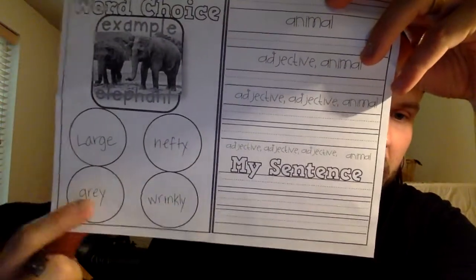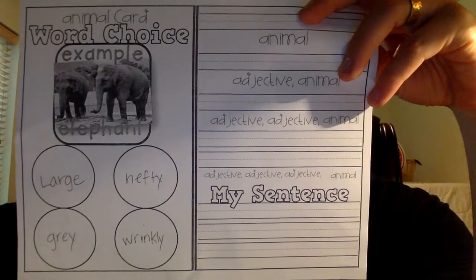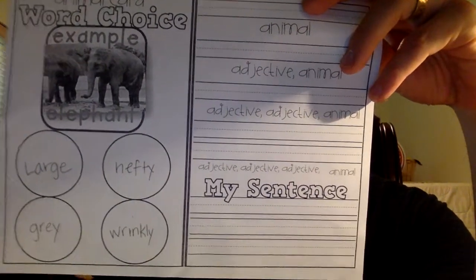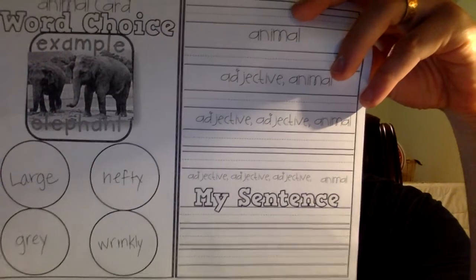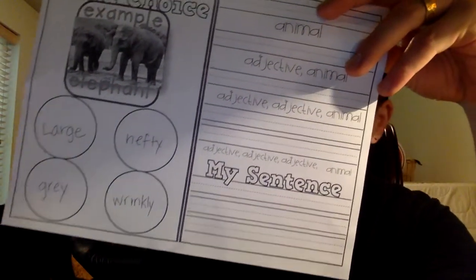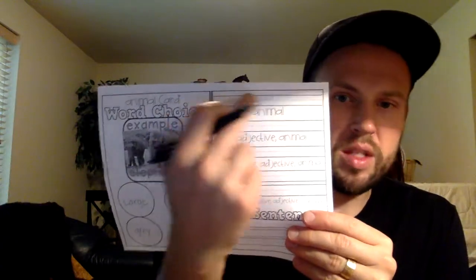So you can write those things down. You can copy what I wrote down, or you can add your own. You could put bulky, heavy, humongous, lumbering, big, plodding. Those are all adjectives. So then over here, we're going to write what the animal is. The animal that we're talking about here is the elephant. E-L-E-P-H-A-N-T.